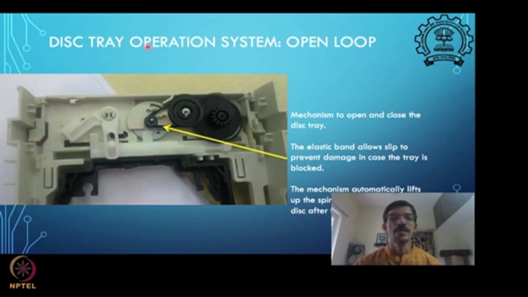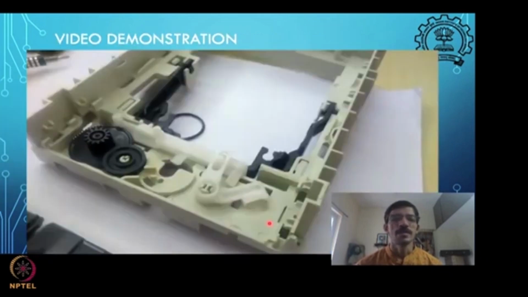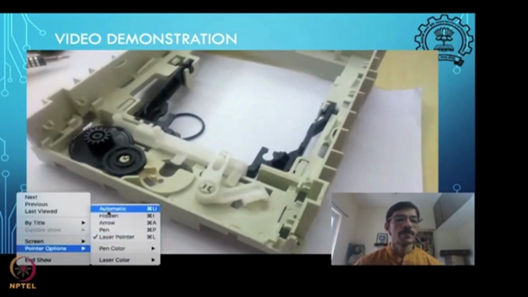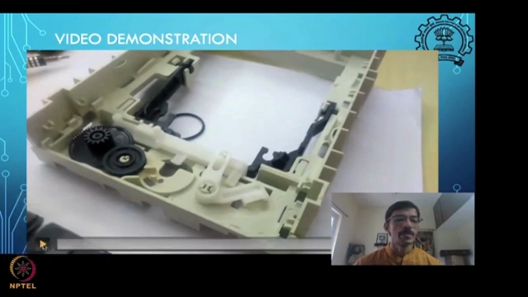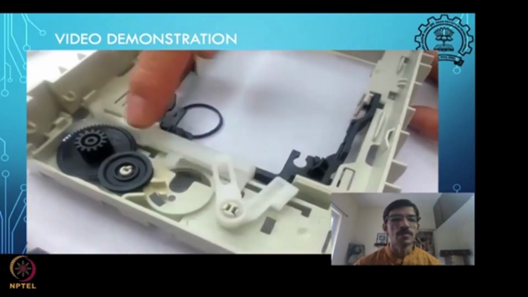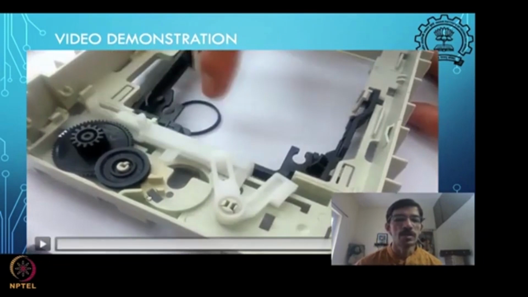So this mechanism gets you the tray out. Let's observe this mechanism a little more closely with this video demonstration. Let me see how we run this video. Maybe I'll have to go back to the pointer mode. Yeah, so you can see this is a mechanism that moves. Now the motor is removed from here. You can see that there is no motor here. The belt is removed, and is lying up here.